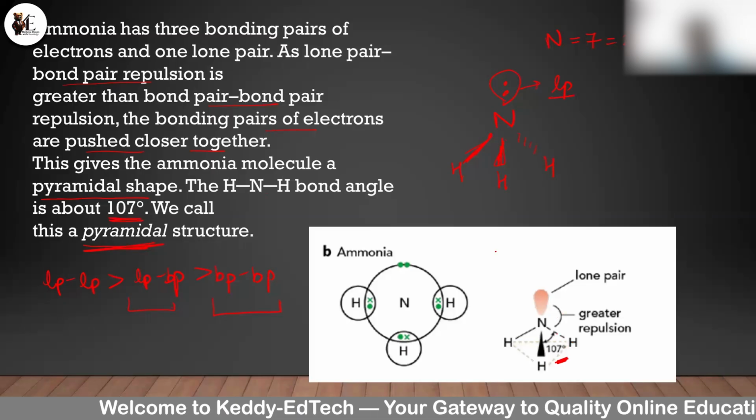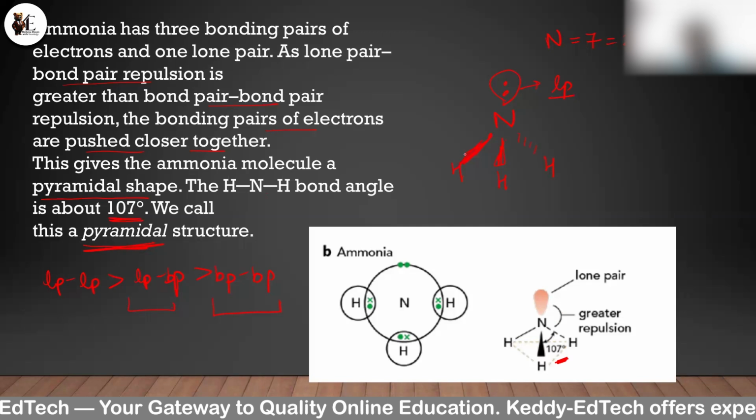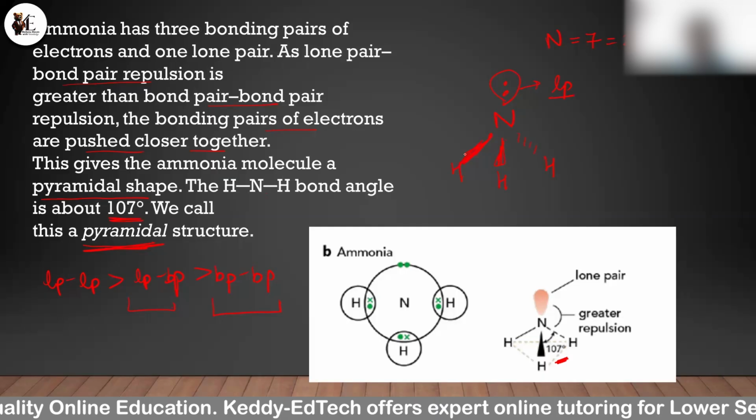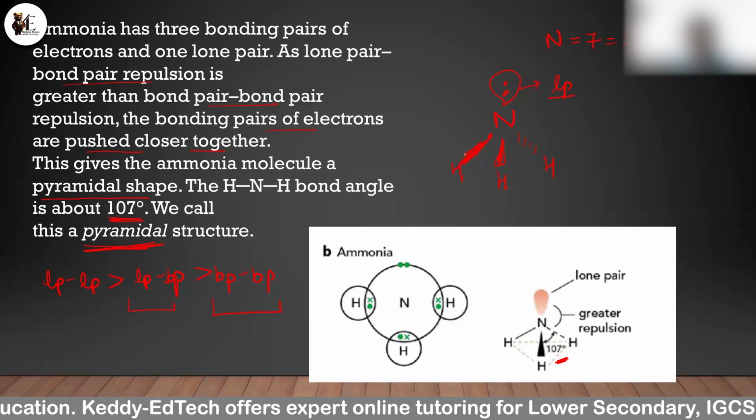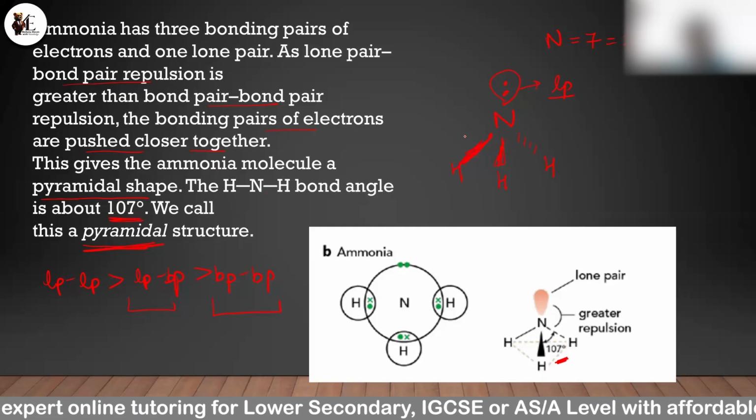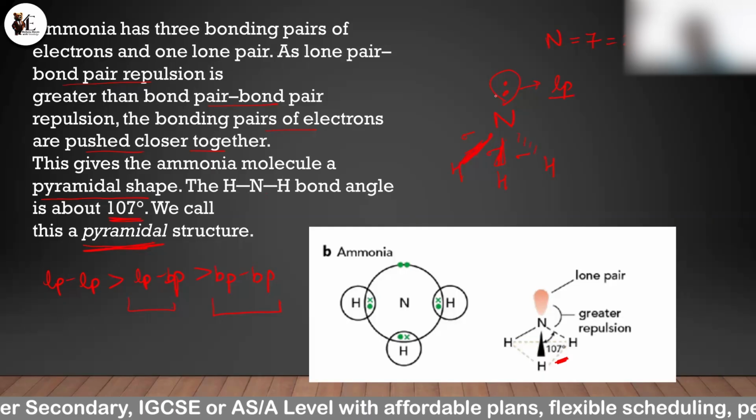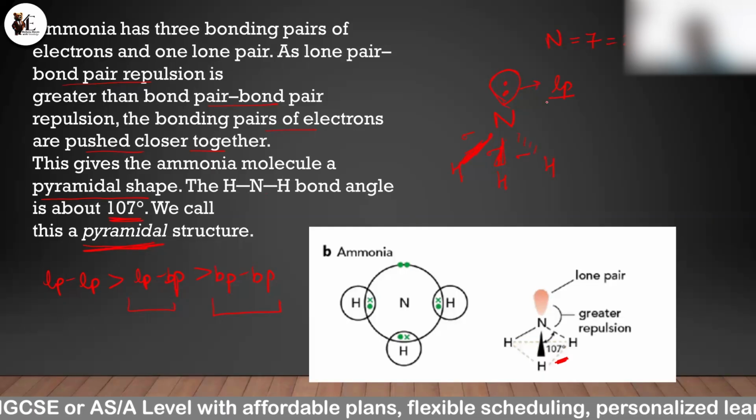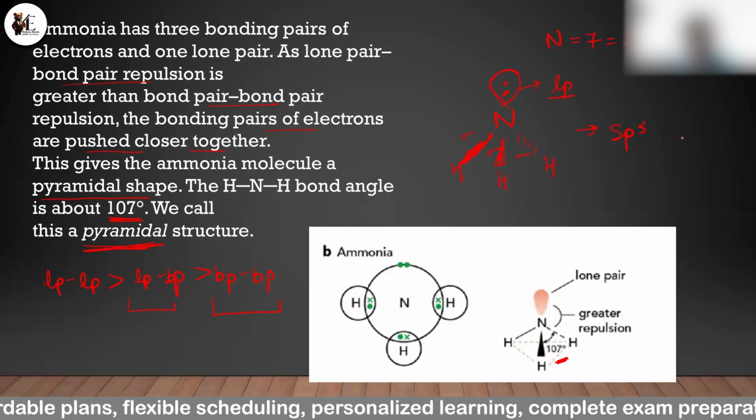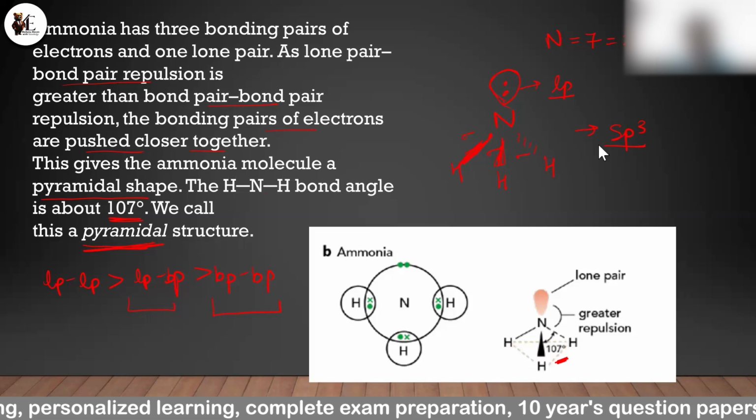And what is the hybridization of NH3? How many sigma bonds are there in NH3? Three bonds. Yes, we have 3 sigma bonds: 1, 2, and 3. But in hybridization, we also count the lone pair of electrons. We do not count pi bonds, but we count lone pairs. So its hybridization is also sp3, and the hybridization of methane is also sp3.